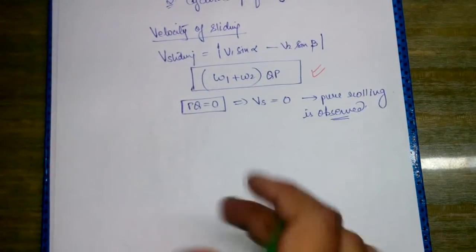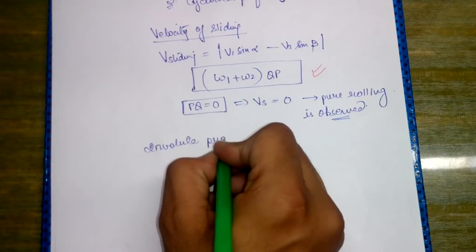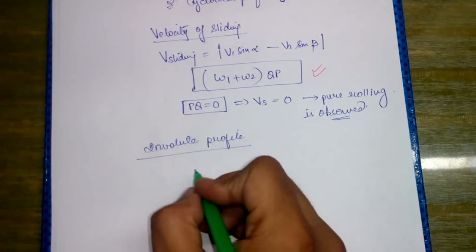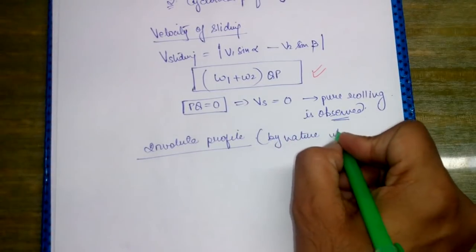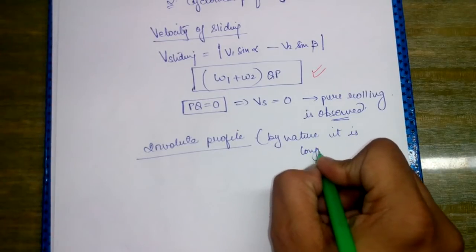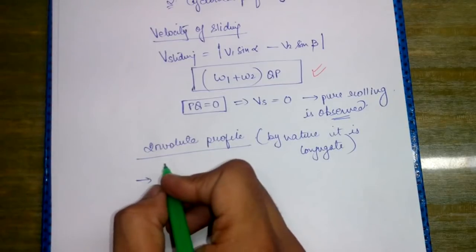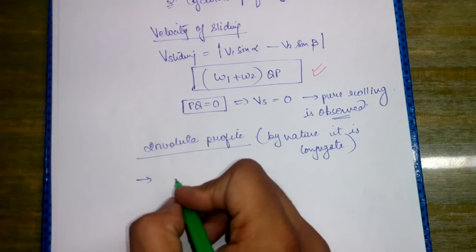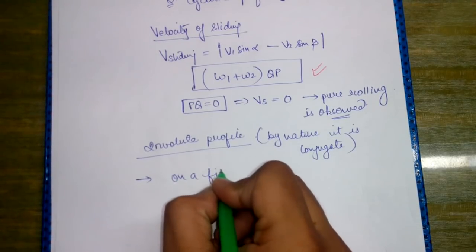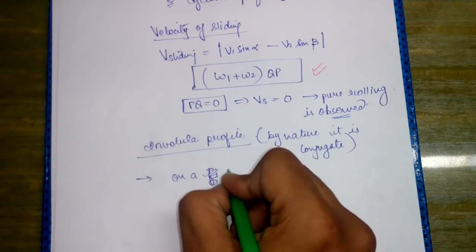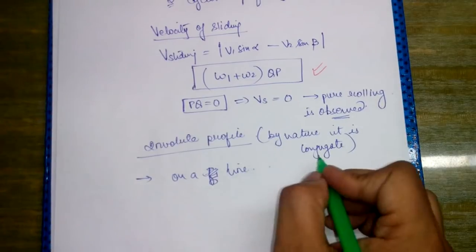Okay, now we will discuss about the involute profile. The involute profile is by nature conjugate, so it is following the law of gearing. And how will we define the involute profile? It is defined as the locus of a point on a line which rolls without slipping on a fixed circle.